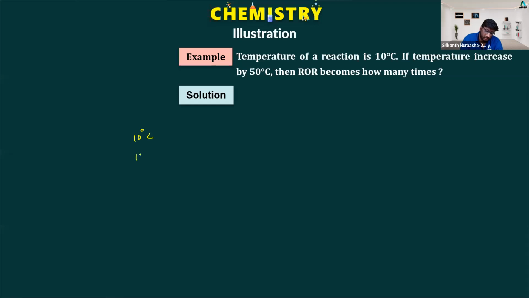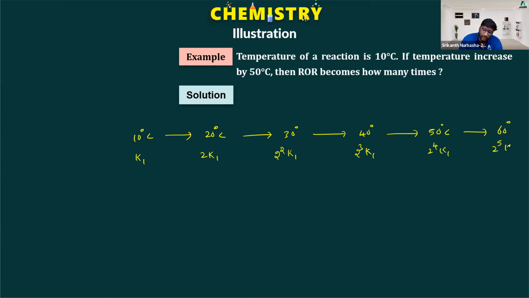10 degrees, K1, let us say. 10 to 20 degrees, how much it is? 2 K1. 20 to 30 degrees, 2 power 2 K1. 30 degrees to 40 degrees, 2 power 3 K1. 40 to 50 degrees Celsius, 2 power 4 K1. 50 to 60, 2 power 5 K1.